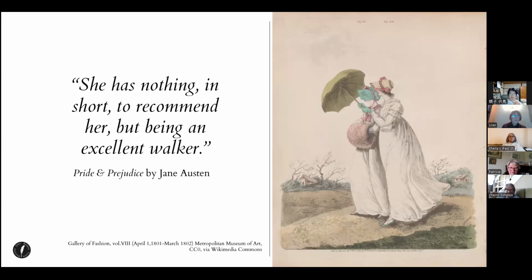Jane Austen was a great walker. She frequently walked the lanes and footpaths to visit friends and neighbours. And walking was very important to her, as this quote from Pride and Prejudice suggests: "She has nothing, in short, to recommend her but being an excellent walker." Inspired by Jane Austen's love of walking, we created the Overton Jane Austen Trails to retrace Jane's footsteps and allow us to explore the small community that influenced her early years and, no doubt, her writing.